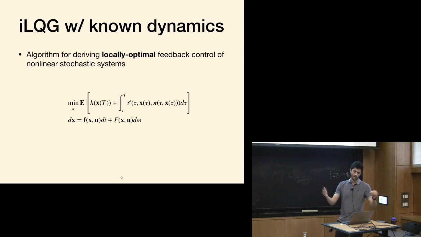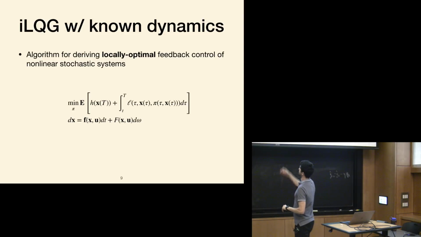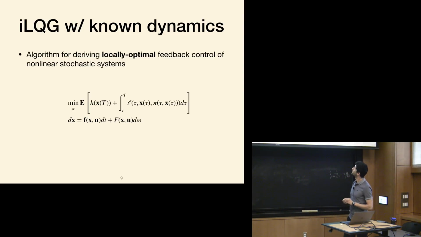Okay, so first let's talk about the easier case, which is iLQG with known dynamics. I'm going to go through this in a fair amount of detail because I think it's important. This is an algorithm for deriving locally optimal feedback control of a nonlinear stochastic system. So imagine I start with this system. This happens to be written in continuous time. Omega here is a Brownian motion. Basically, just think of it as process noise.